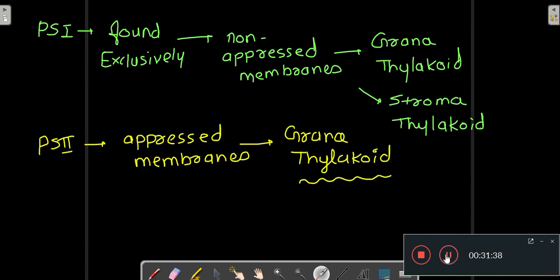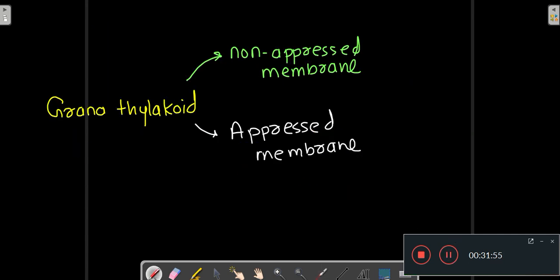The PS2, the photosystem 2, is found predominantly in the appressed membrane of the grana thylakoid. Grana thylakoid have non-appressed membrane as well as appressed membrane. In the non-appressed membrane of the thylakoid you have your photosystem 1, that is PS1, and in the appressed membrane of grana thylakoid you have predominantly photosystem 2, that is PS2.